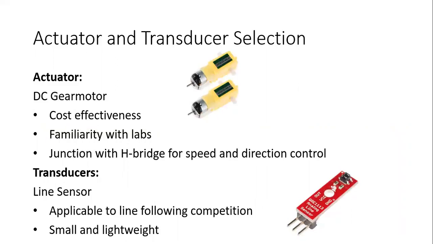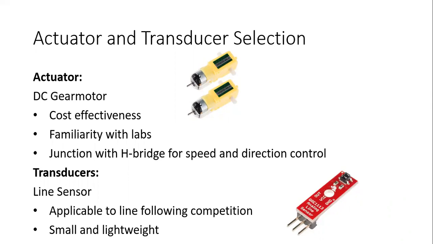So for the actuator and transducer selection, we chose ones that we'd already used in lab because we were familiar. So for the actuator, we used a DC gear motor. And the main reason was it was really cost effective, as both of the motors were extremely cheap. They were easy to mount onto the robot chassis, and then we could use them in conjunction with the H-bridge to control the direction and speed.